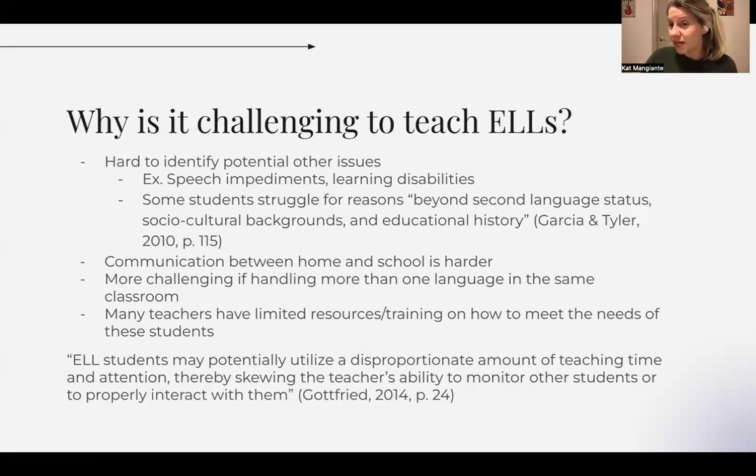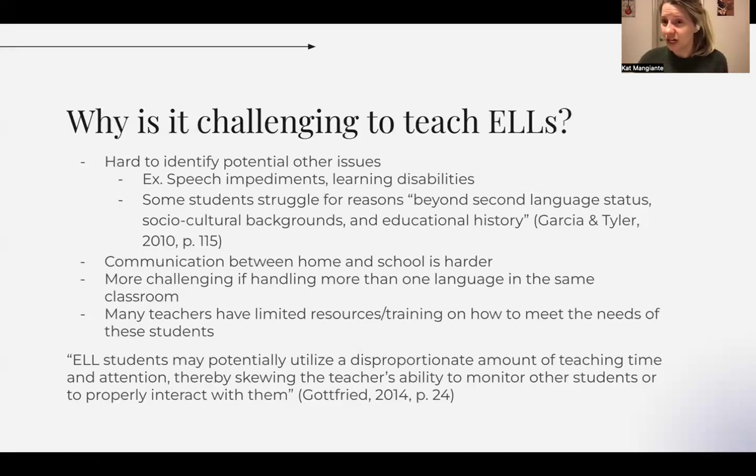But again, I was able to be more reliant on that because I was teaching fourth grade and they had some proficiency in their home language. If I was working with a younger grade level like I do now, I wouldn't necessarily be able to do that because I wouldn't be able to rely on the fact that my students were literate in their first language as well. So this can be a hurdle that teachers have to deal with when working with ELL students. And finally, many teachers have limited resources or training on how to meet the needs of those students.